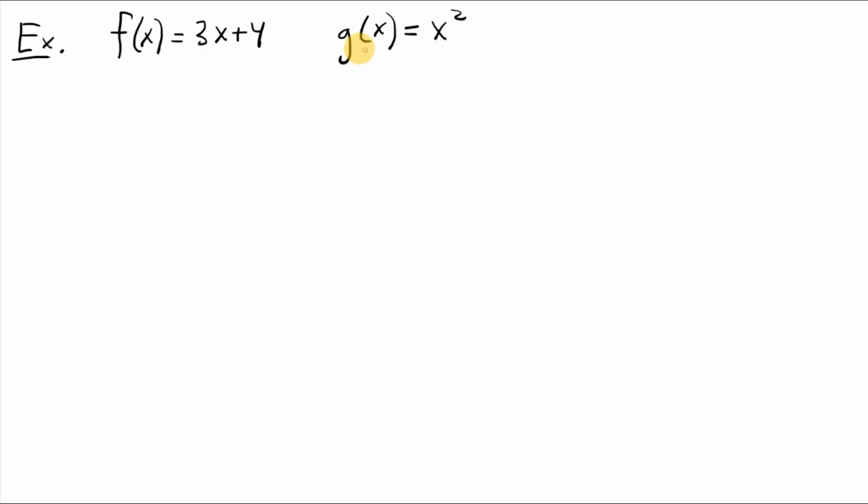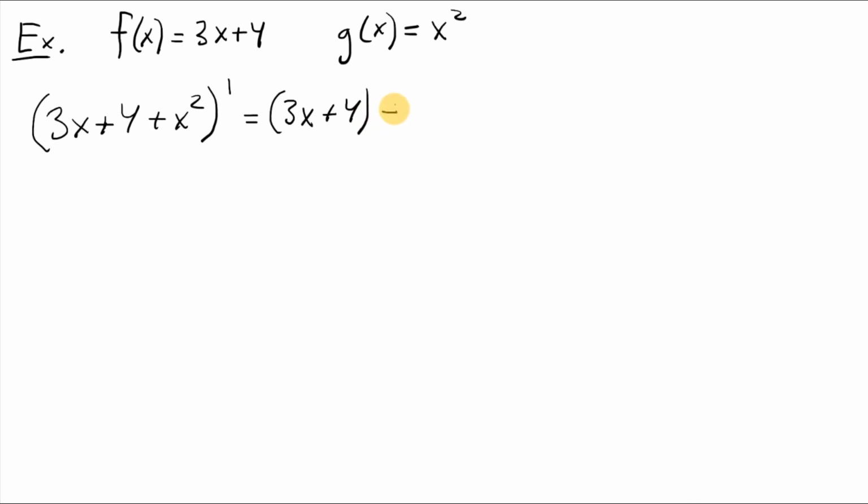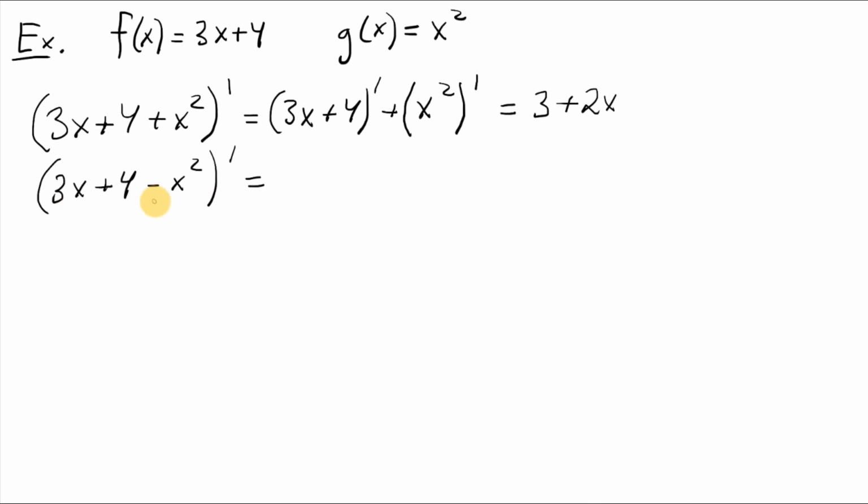Let f of x be this and g of x be this. So if you take the derivative of the sum, that's just the sum of the derivatives. And this one we have seen to be equal to slope 3. And this one is equal to 2x, as we have seen. In the same way, we have the derivative of the difference is given by this. So the derivative of the first one minus the derivative of the second one. And again, this is equal to 3 minus 2x.